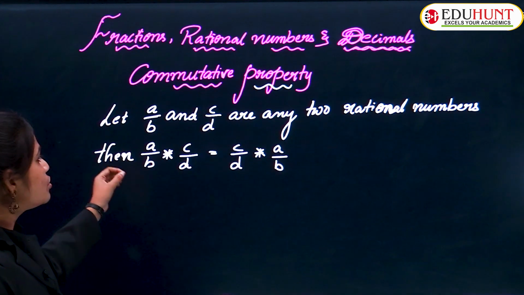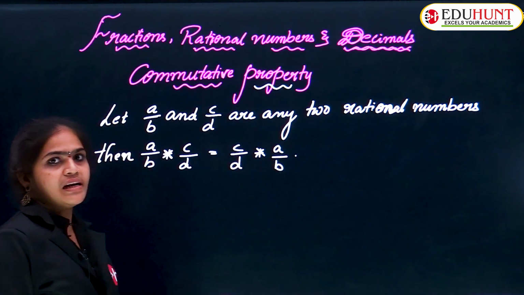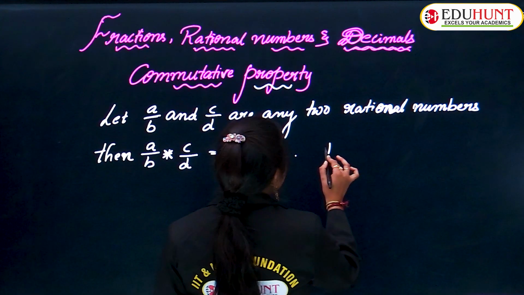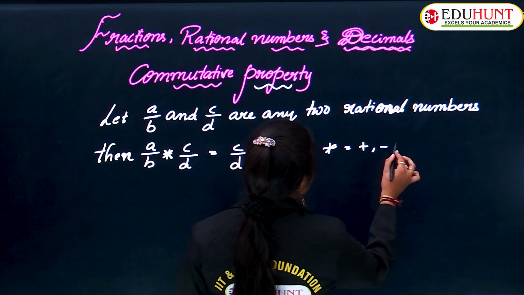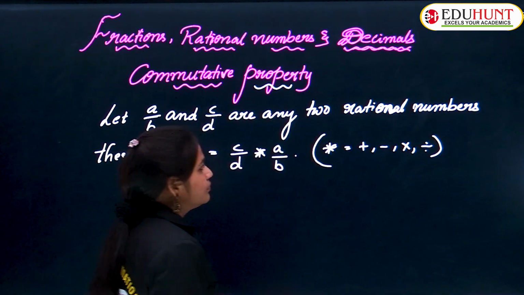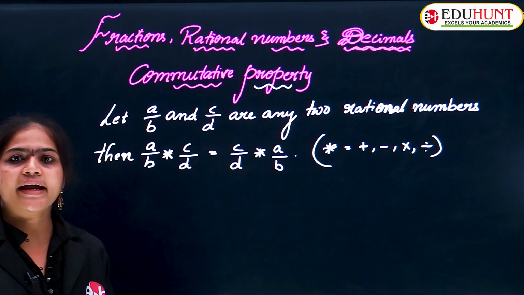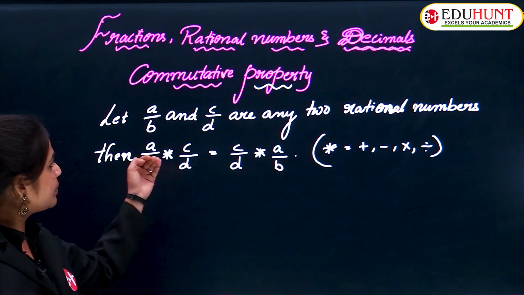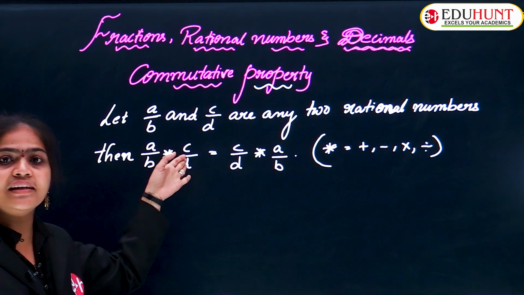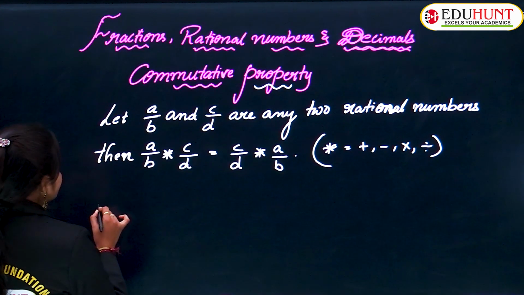If you add those two rational numbers in any order. Here star we can take as addition, subtraction, multiplication, division. Clear, ma? Star can be addition, subtraction, multiplication and division. So 4 fundamental operations you have to apply here, just like the closure property only. Okay, here see that the first one comes under addition.